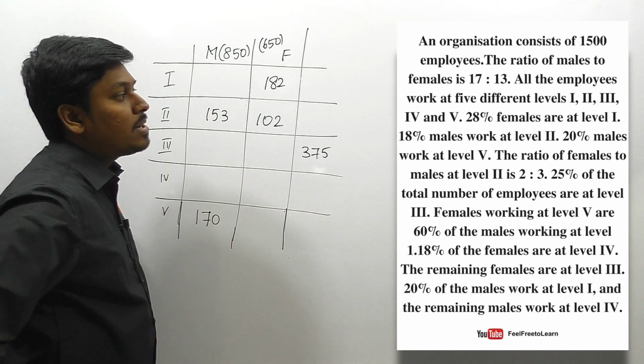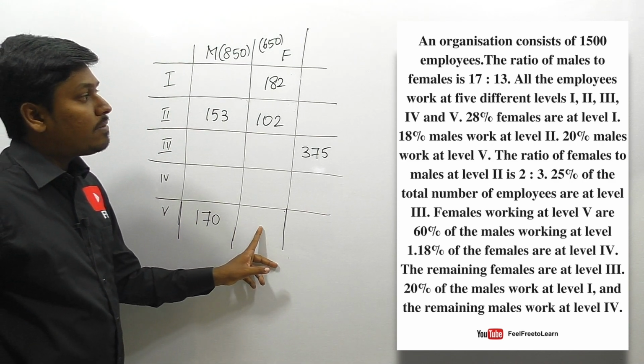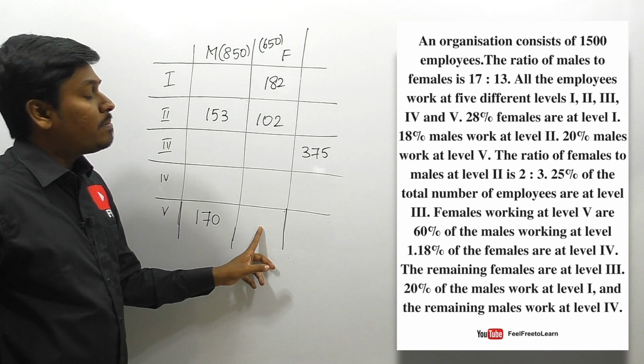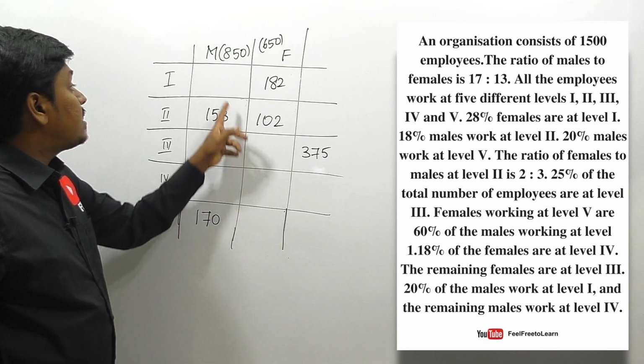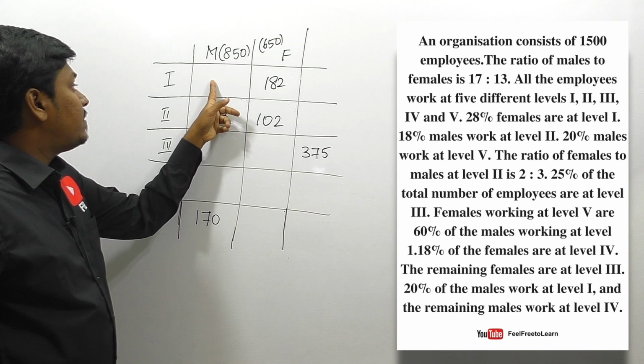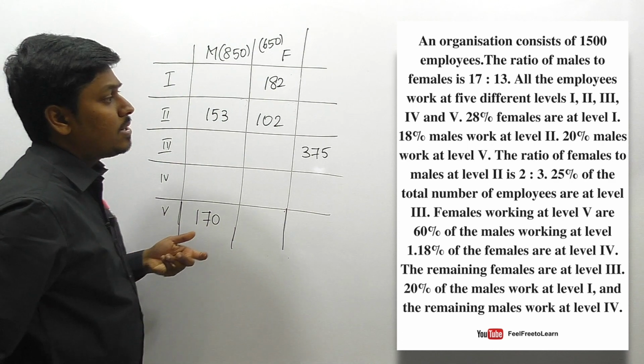Okay friends, next part is females working at level 5. So females who are working at level 5 is 60% of males working at level 1. So friends, this will be 60% of males who are working at level 1, but we didn't find what about level 1 friends. Let me move on to the next point, don't waste a lot of time here.